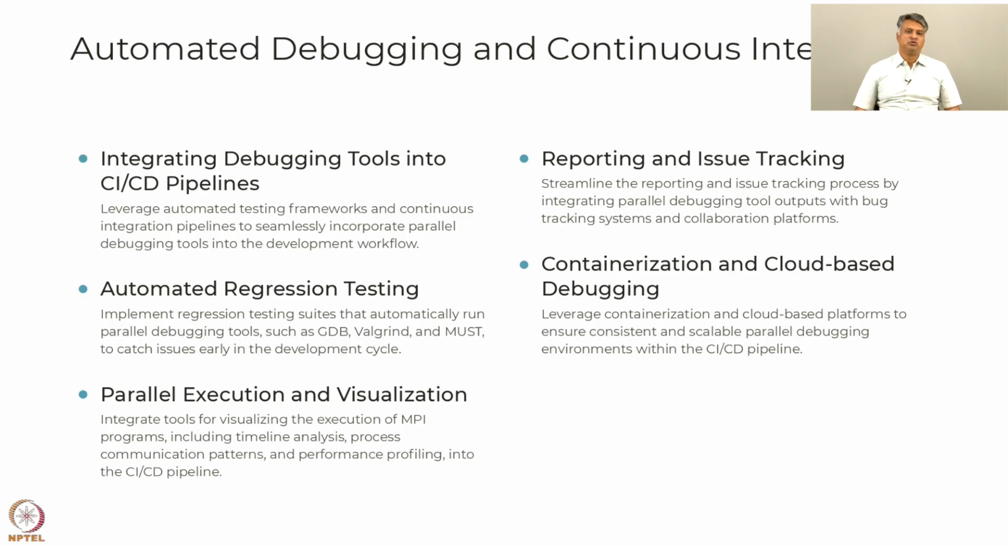We can integrate tools for visualizing the execution of MPI processes, including timeline analysis, process communication patterns, and the performance profiling, into the CI/CD pipeline. Streamline the reporting and issue tracking process by integrating parallel debugging tool outputs with a bug tracking system and collaboration platforms. We can also try to leverage containerization and cloud-based platforms to ensure consistent and scalable parallel debugging environments within the pipeline.